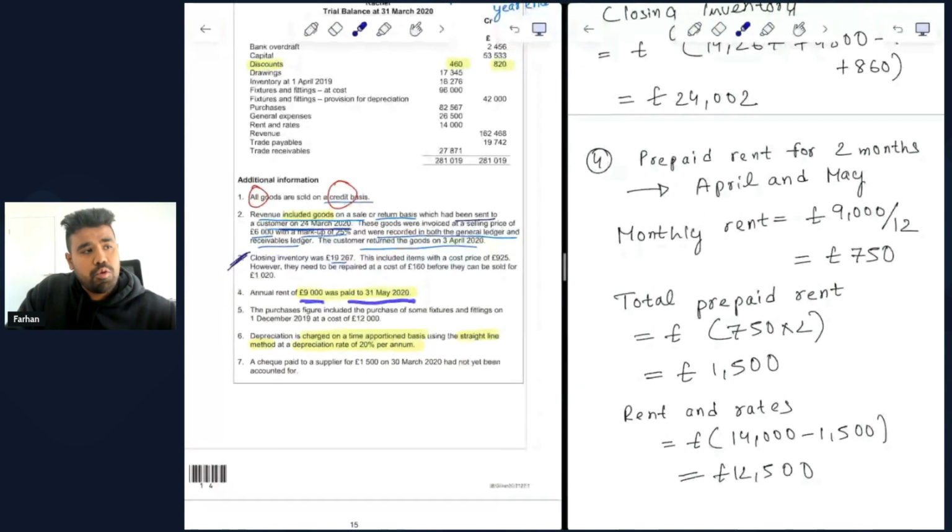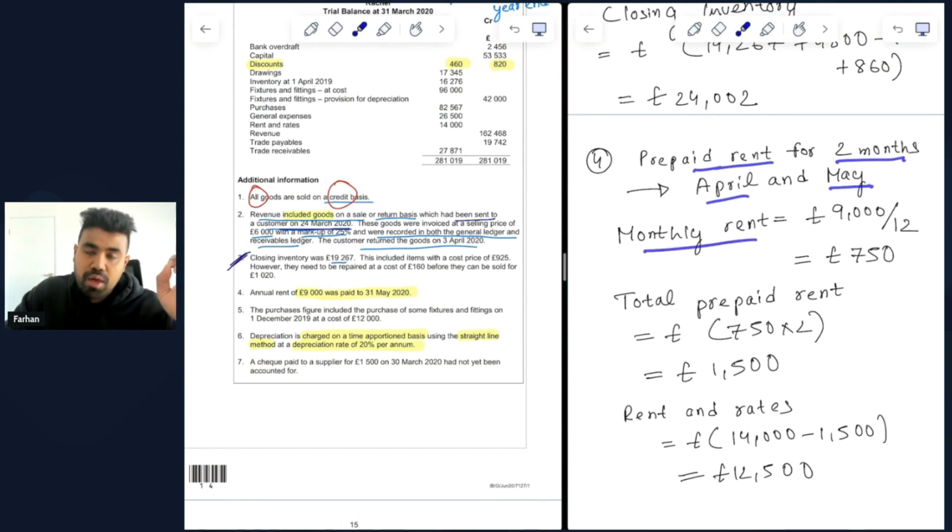Okay, so we know that the financial year ends on 31 March, and if the rent was paid up to 31 May 2020, that means that rent has been prepaid for 2 months, and those 2 months are April and May, which comes in the next financial year. First of all, we want to find the monthly rent, and the way you can calculate it is take the annual rent of £9,000 and divide it by 12, because we have 12 months in a year, which gives me £750 per month as the monthly rent.